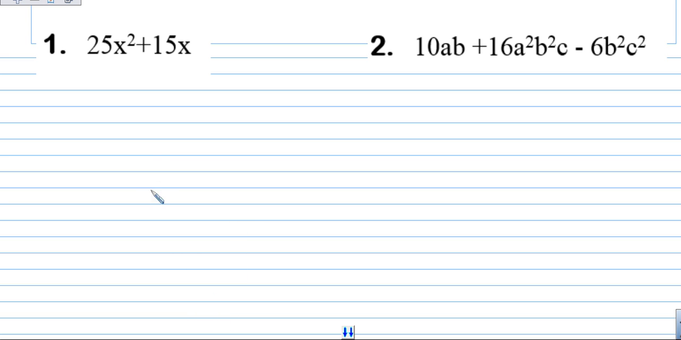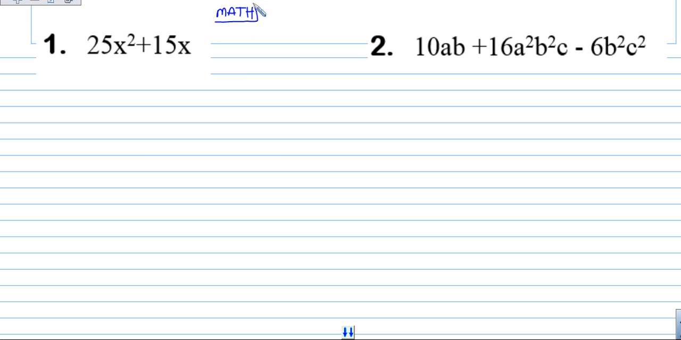Okay, this is the GCF objective, and everything that we do in this objective will involve taking out a GCF. Okay, so some key things that you need to know. If you have your calculator, you need to know the math function.